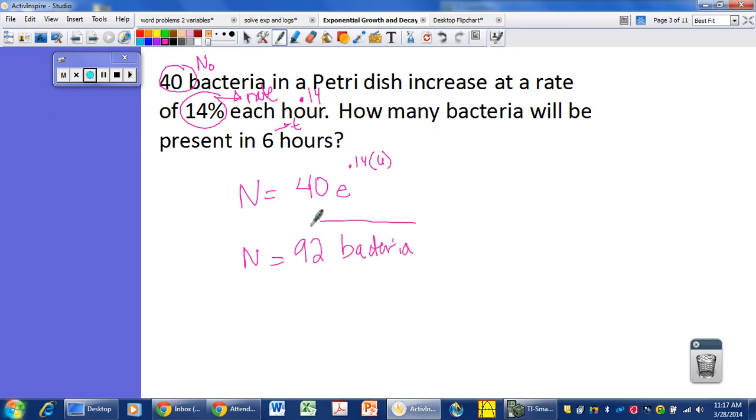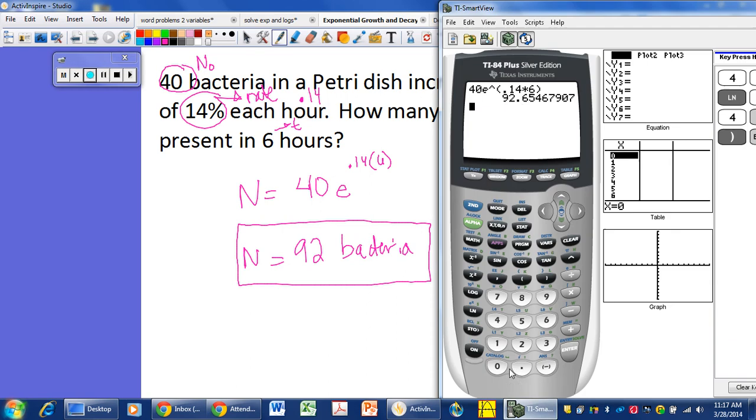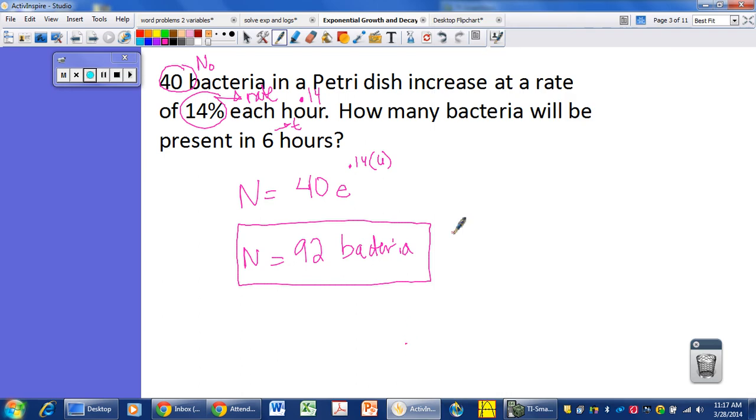Because we can't have half of a bacteria. Anything that is living, you can only have whole numbers of. So our 92.65, we can't have 0.65 of something, so we just take it down to 92. Always round down with live things.